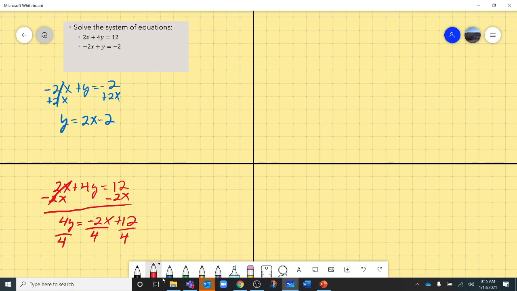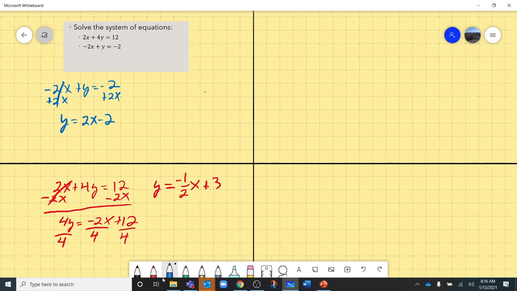Okay, 4 divided by 4 is 1, so that gives me y. Negative 2 divided by 4, we could just write negative 2 over 4, or that reduces, because both are divisible by 2, to 1/2. So negative 1/2, I keep my x. And 12 divided by 4 is 3. Okay, so let's graph these.